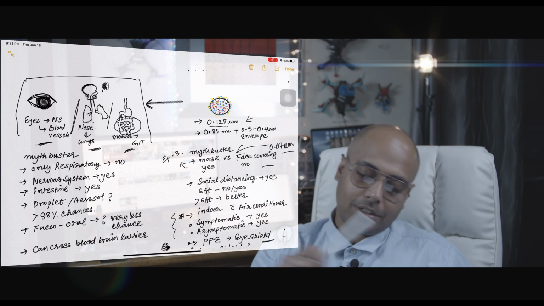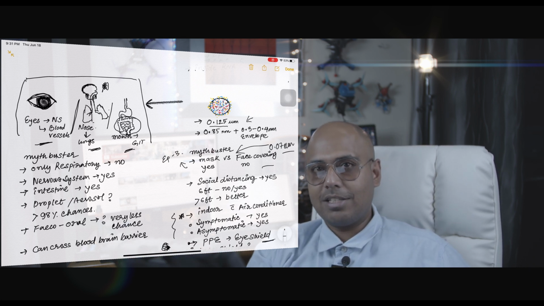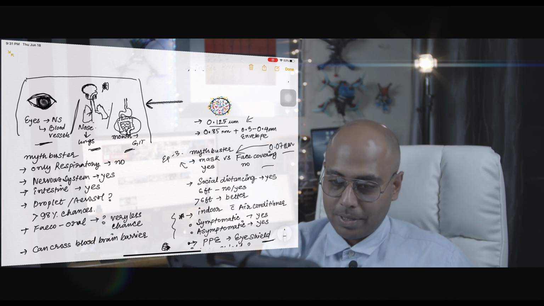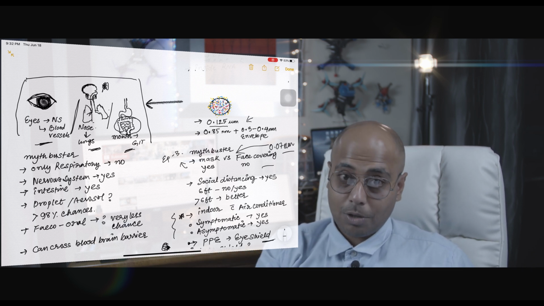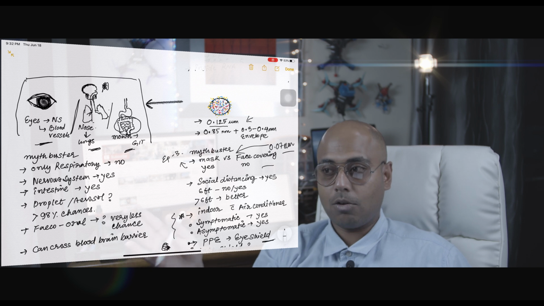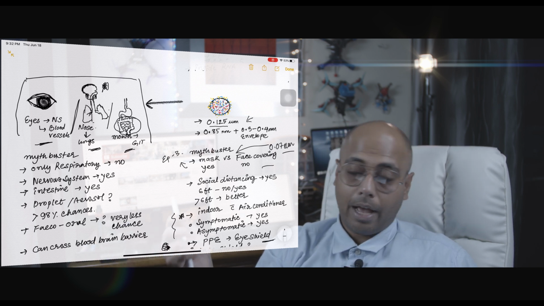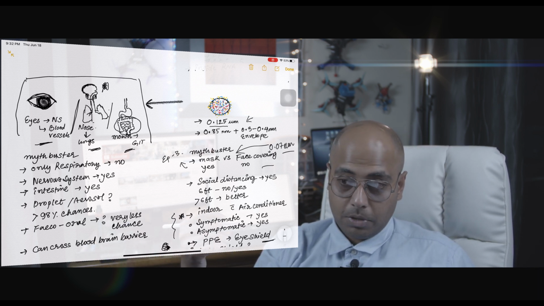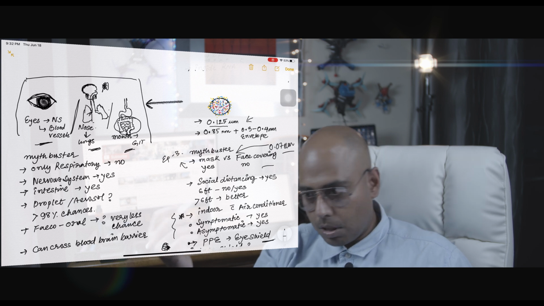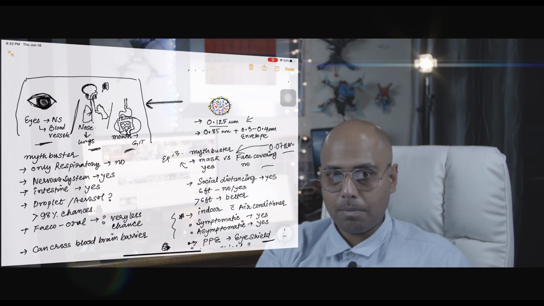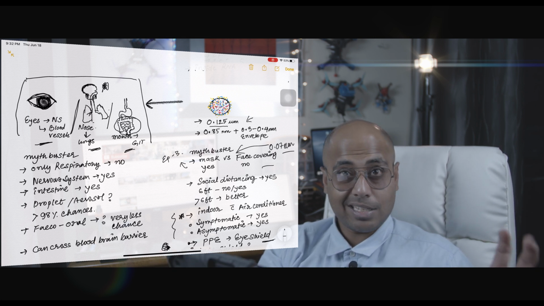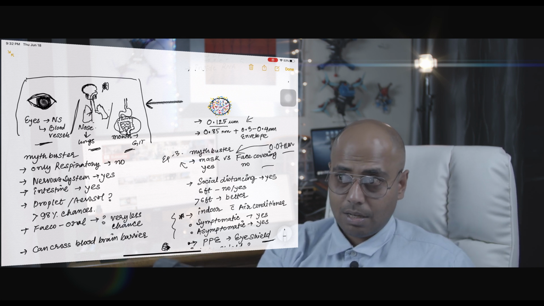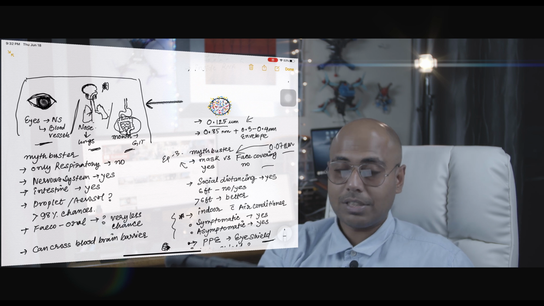So mythbuster time: is the route only respiratory? Nope. Can your nervous system get affected? Yes, your nervous system can get affected. It can cross the blood-brain barrier, and there might be gait problems. You might get meningitis-like symptoms and everything. So yes, 100% there is a chance of your nervous system getting affected.